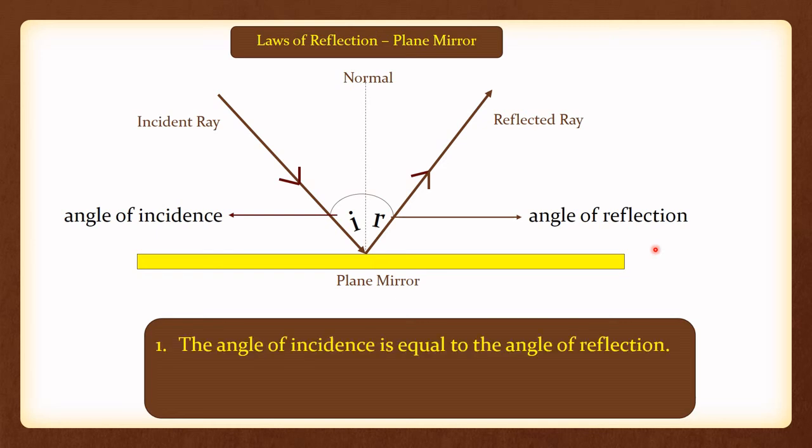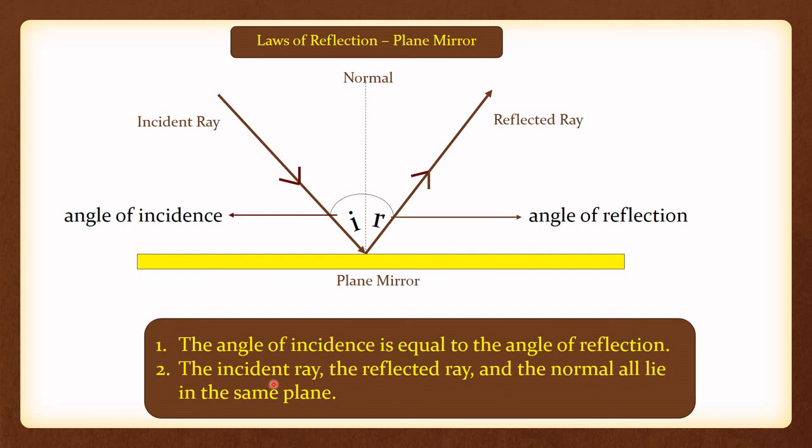The first law is the angle of incidence is equal to the angle of reflection. The second law is the incident ray, the reflected ray and the normal all lie in the same plane. Meaning here this incident ray, this normal and this reflected ray all lie at the same point or in the same plane of this plane mirror.